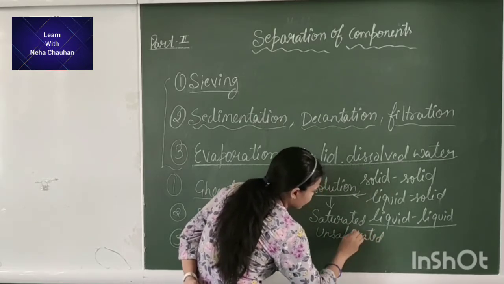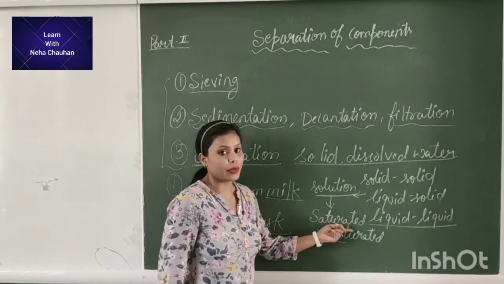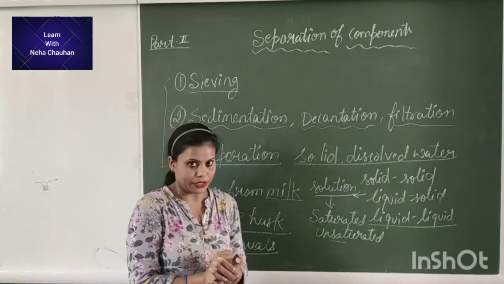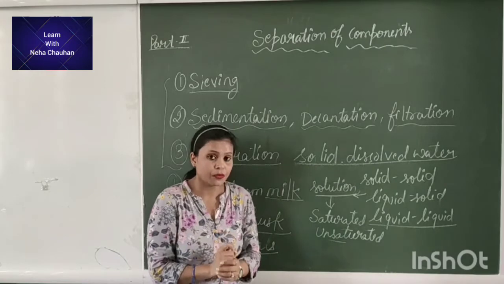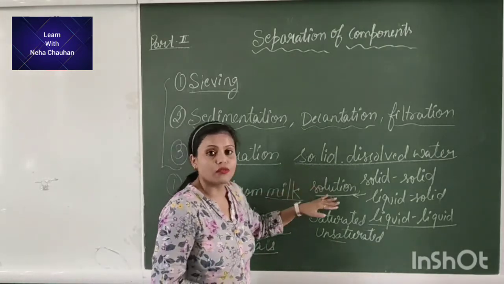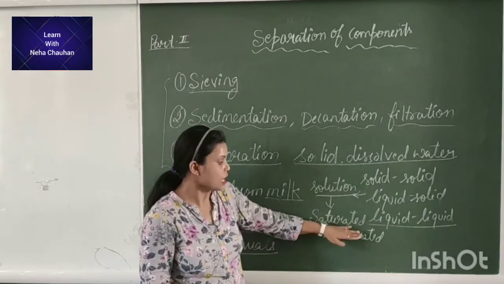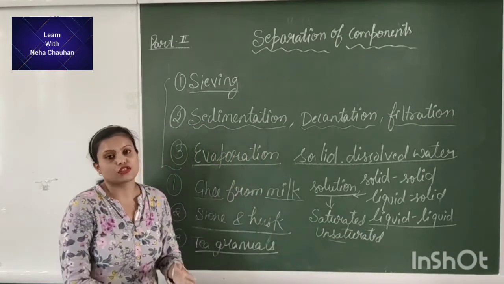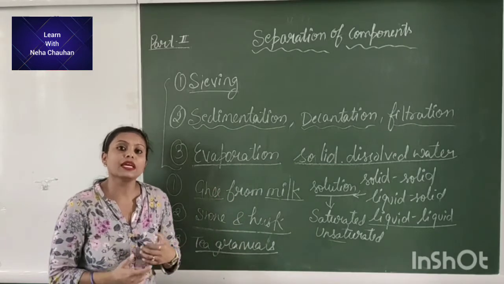So what are saturated solutions? Saturated solutions are those in which no more material can be added. That means if you are adding sugar in water and you keep on adding sugar, a time will come when no more sugar will get dissolved in the water. That situation is known as a saturated solution. And what are unsaturated solutions? Unsaturated solutions are those in which more solid can be added.